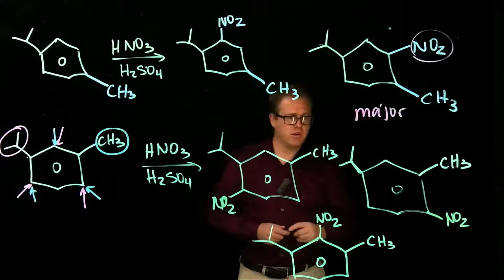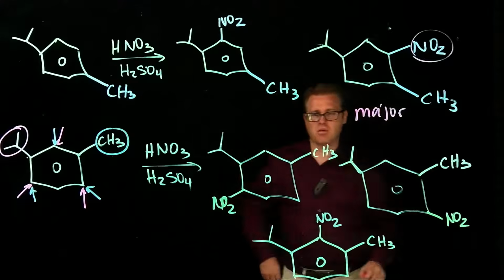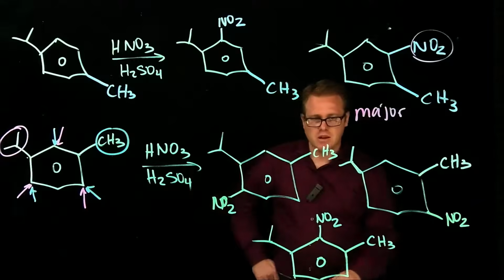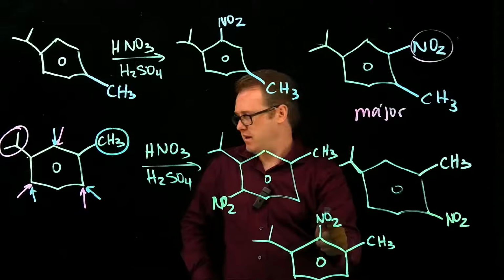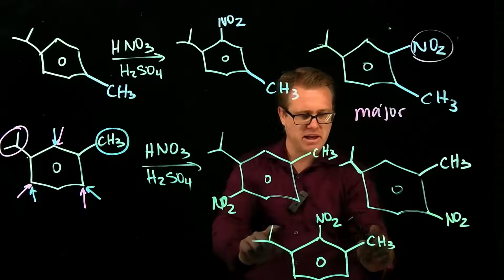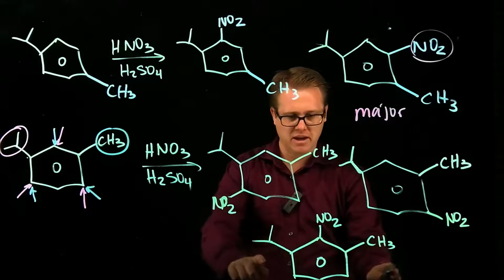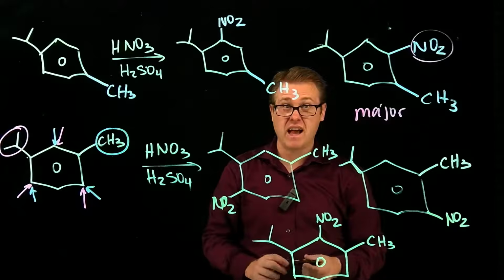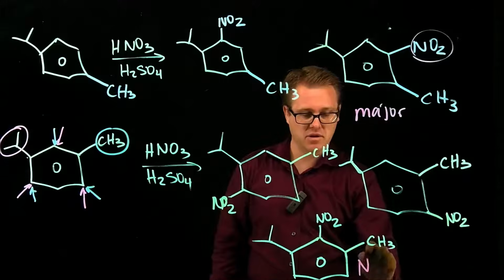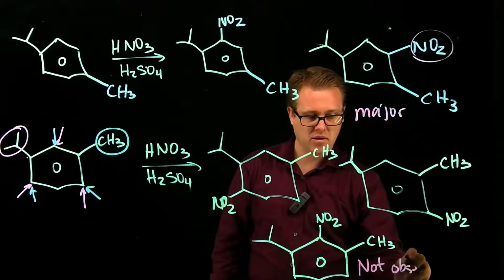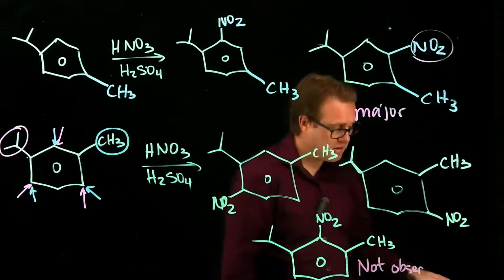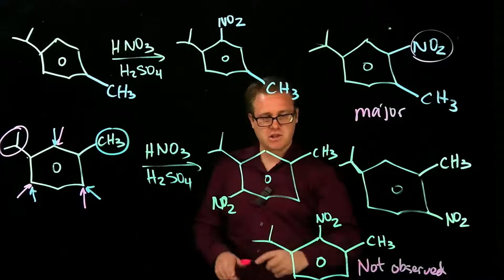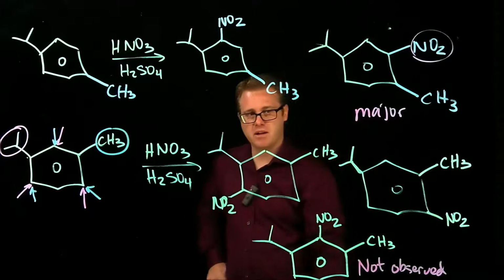So which one is going to be the major product? Let's think about this. If we put the nitro group right here in the middle, it's sandwiched in between two sterically hindered groups. So that's very unlikely. So this one's not even observed. It's just too sterically hindered to get the nitro group in there.